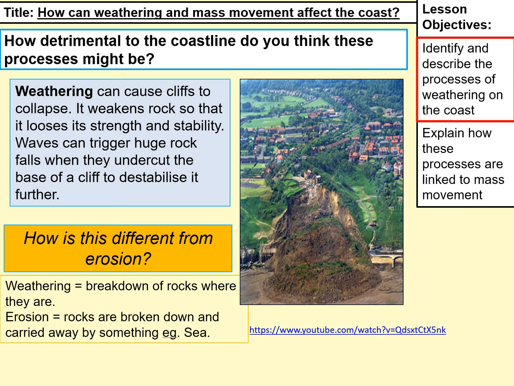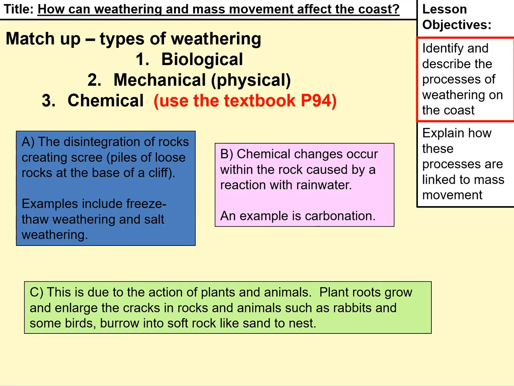But we're going to look at the difference between weathering and erosion. So weathering, like I said, is the breaking down of rocks in situ, so it's the weakening of them. And the erosion is when they are actually carried away, whether it be through rain or wind or waves. Okay, so there are 3 types of weathering, and you're going to pause the video here so you can match them up.